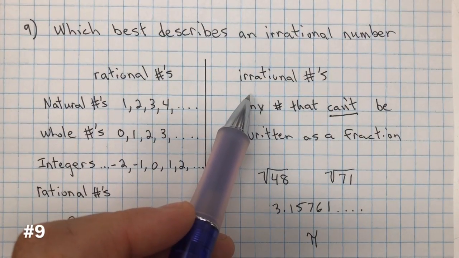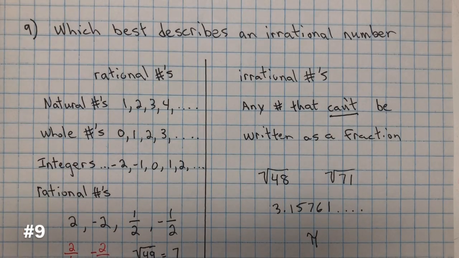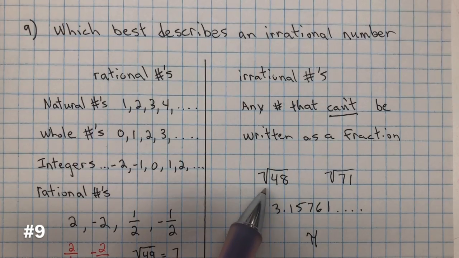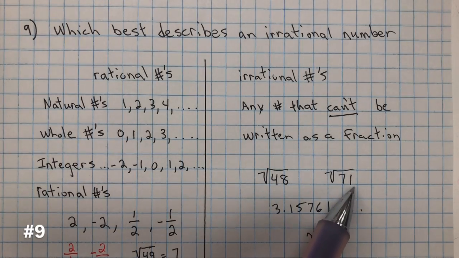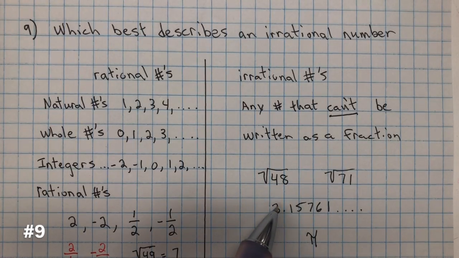Irrational numbers are numbers that cannot be written as a fraction. So, for example, any non-perfect square is irrational. There's no number that you can multiply by itself that will get the square root of 48 or the square root of 71. These are not perfect squares. So all non-perfect squares are irrational.